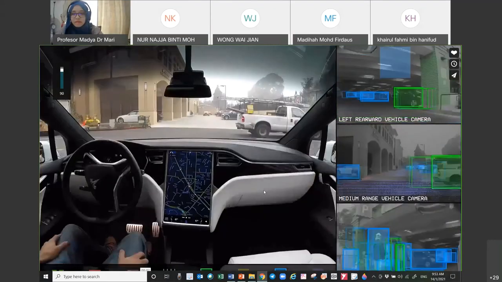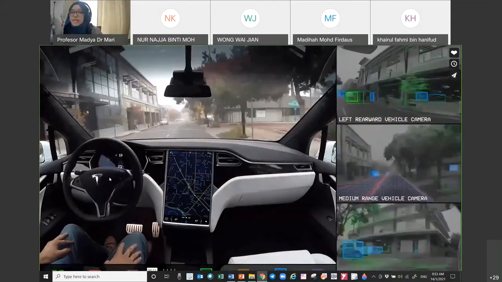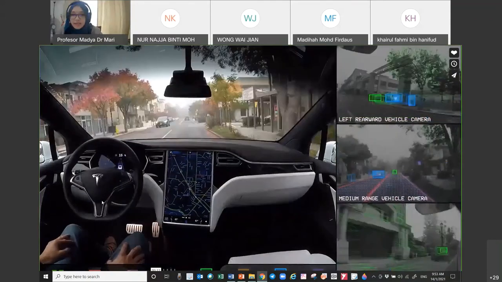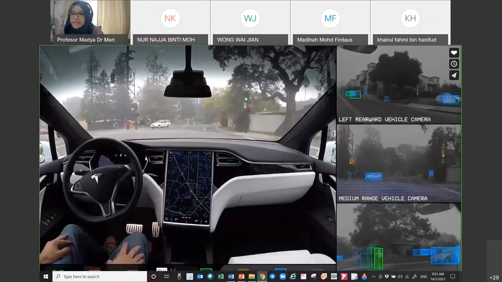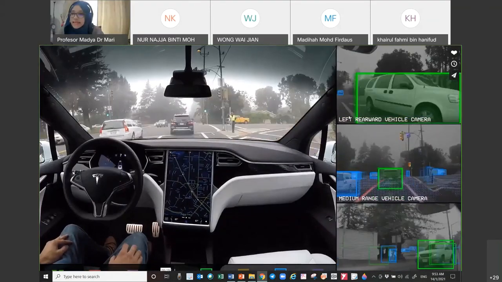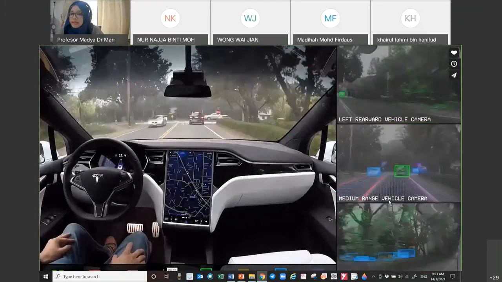Alright, can you see this? This is inside a Tesla. You see that the driver is not actually holding the steering wheel. This one is the view inside and this one is the view of the camera. Left rear camera, medium range camera. I think this is the front camera.